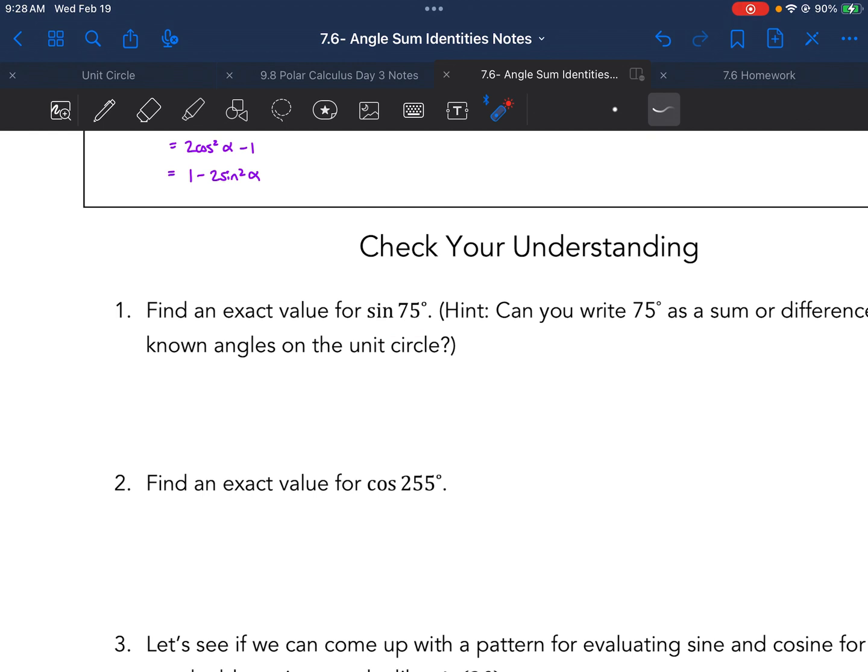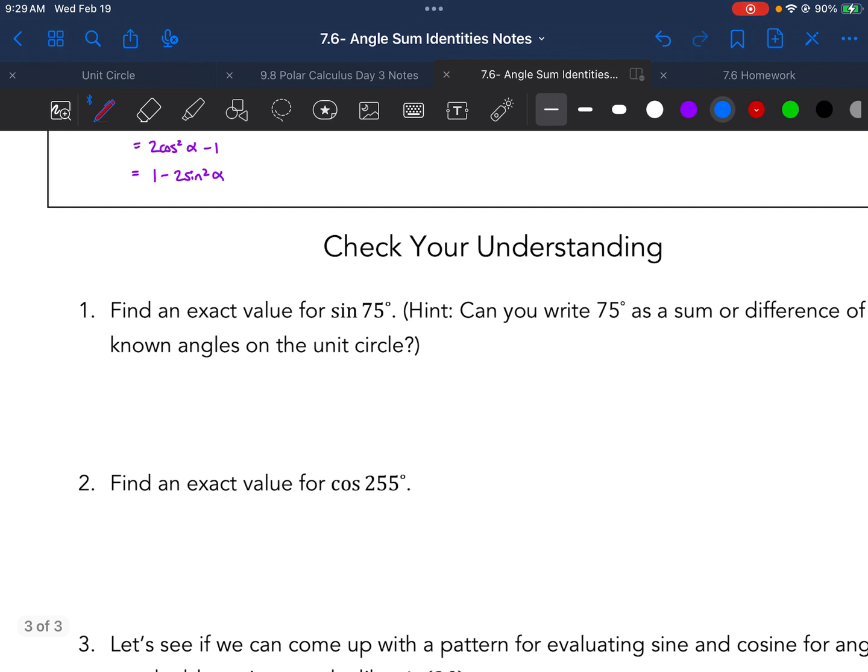We don't really use degrees in here. We'll do degrees for the first one, but then for number 2, we'll convert to radians and work in radians instead. All right, so number 1, find an exact value, keyword is exact value, for the sine of 75 degrees. That means we can't just plug sine of 75 degrees into a calculator and get a decimal. We want an exact value.